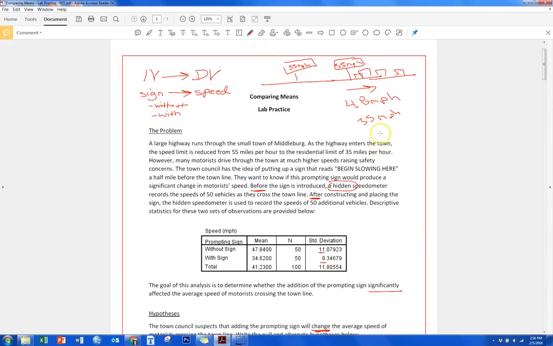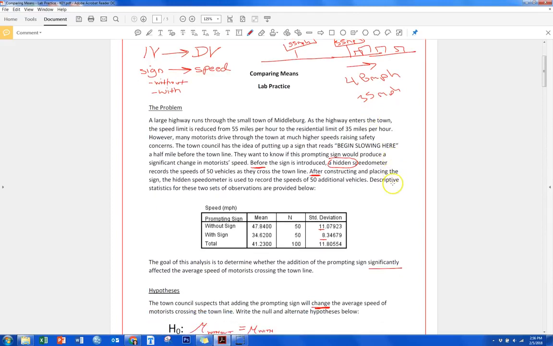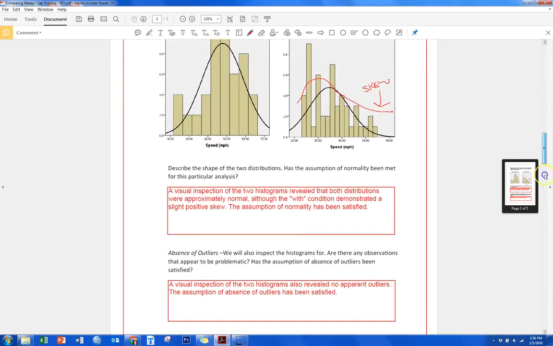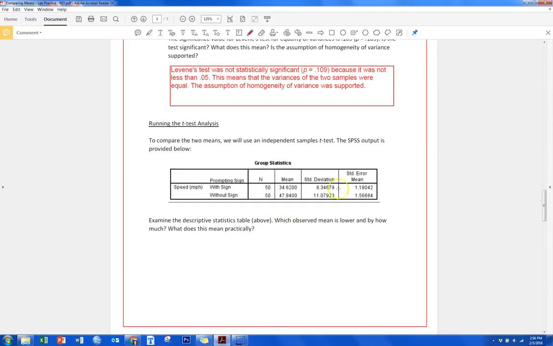So it looks like the speed went down. They put up the sign, it dropped by about 13 miles per hour. Right? So let's go ahead and comment on that. Let's see here.